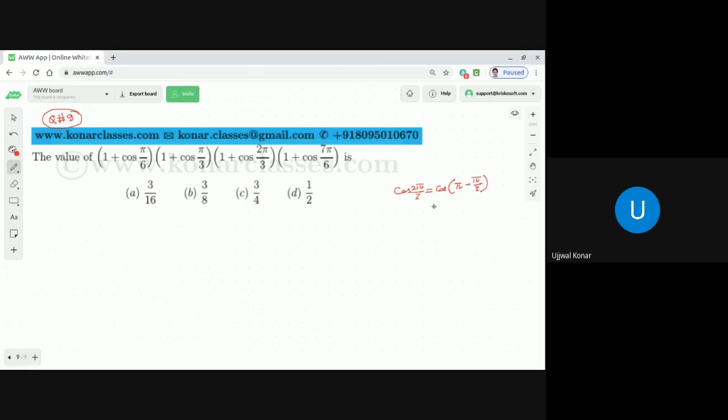If you go back to our days in trigonometry, pi is 2 into pi by 2, an even multiple, so I can write this as cos (2 into pi by 2 minus pi by 3). So cos 2 into pi by 2, 2 is an even multiple, so it will be cos. Now pi minus pi by 3 is in which quadrant, dear students? It is in the second quadrant, and in the second quadrant cos is negative. So it will be minus cos pi by 3.